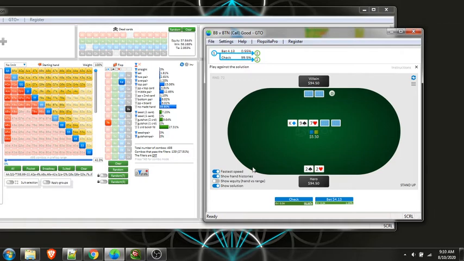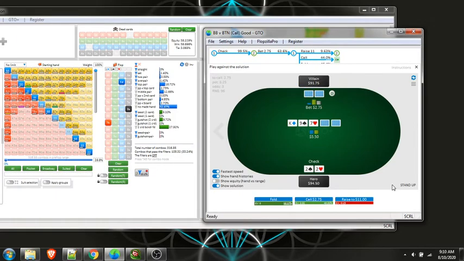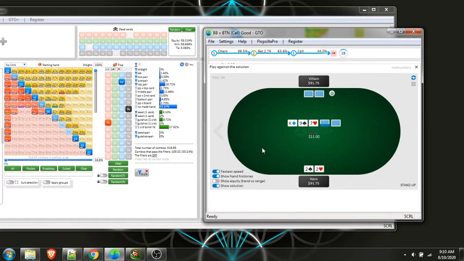Pocket deuces. Definitely not looking good here. 35%, maybe 40. Call and fold is, I mean, well, you're just looking for a deuce, really. It could be worth it to call one straight. Get a deuce on the turn. All right.